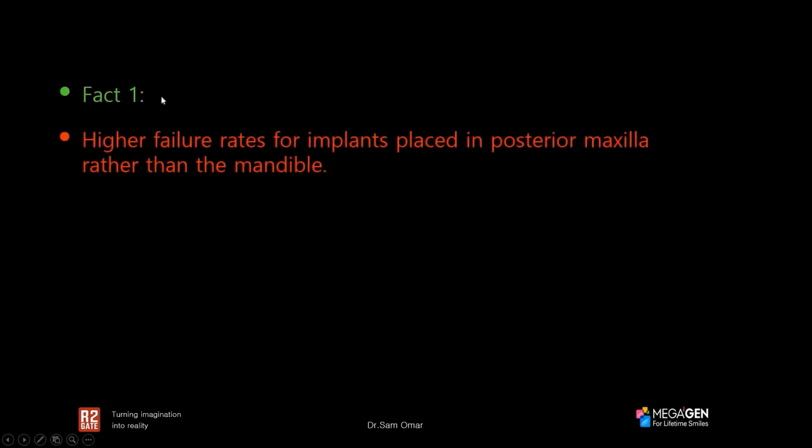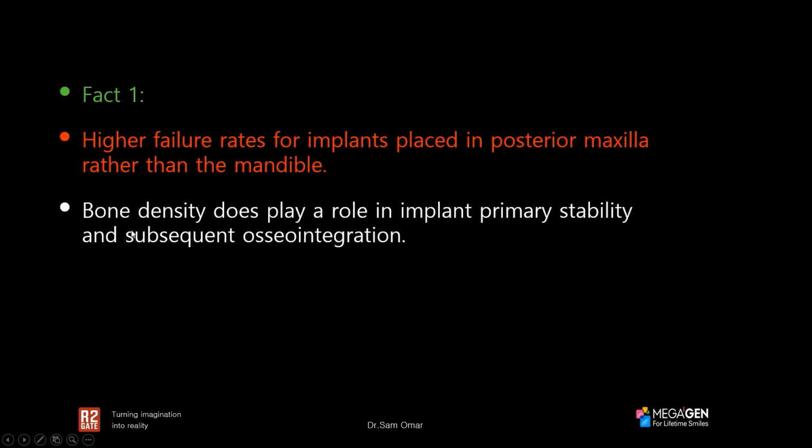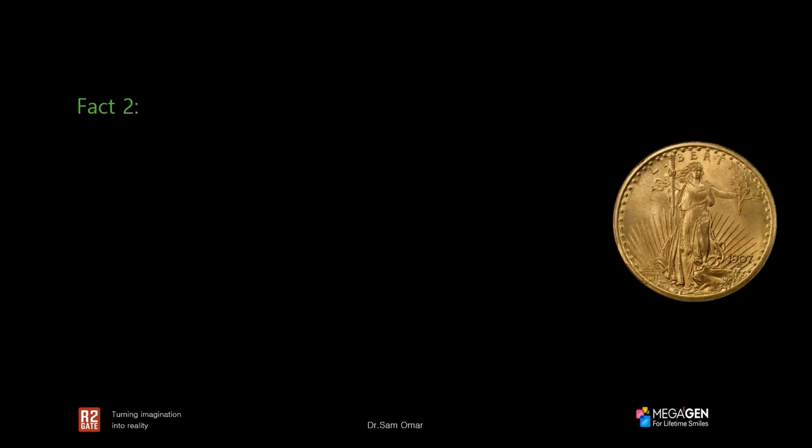Fact number 1. We have higher failure rates for implants placed in the maxilla rather than the mandible. This is actually a fact, and the reason why is because bone density does play a role in implant's primary stability and subsequent osseointegration. If I place an implant with high primary stability from the beginning, the odds of this implant osseointegrating are definitely higher, and this is what we get in the mandible more than in the maxilla.